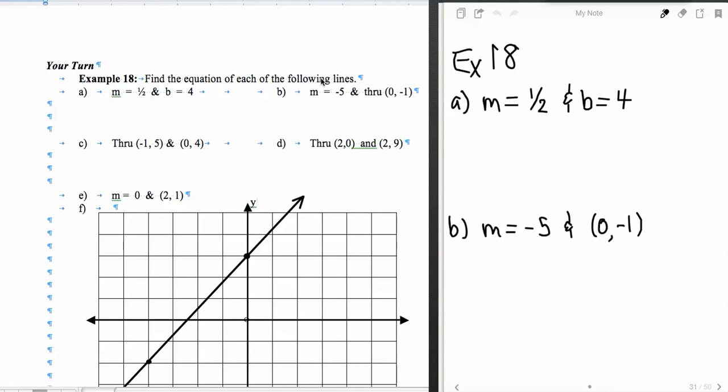Okay, example number 18 is your turn. So I would highly suggest that you copy down these examples and turn off the video and go ahead and try them on your own and then come back and check your work.